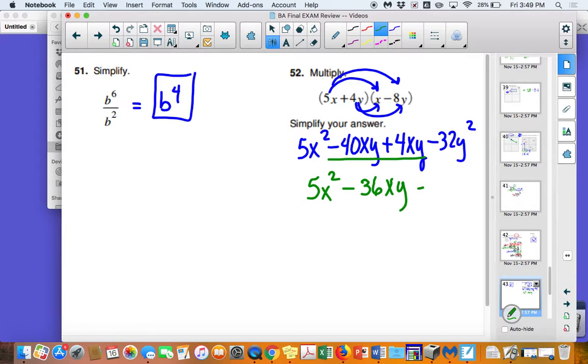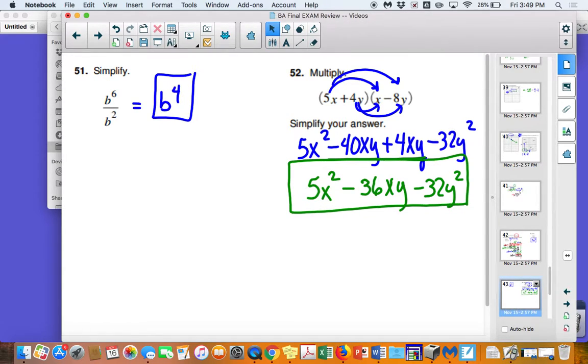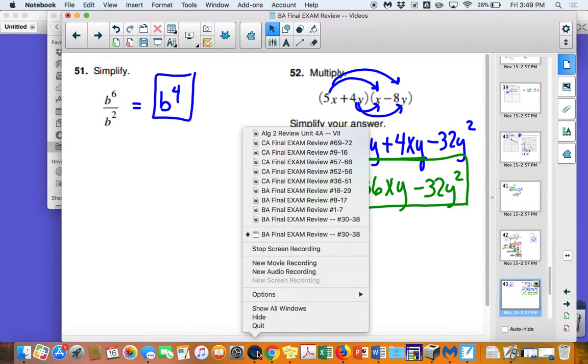Don't change your powers when you add or subtract. Only change your powers when you're multiplying, okay? And you can only add or subtract things that have the exact same letter with the exact same power. Okay.